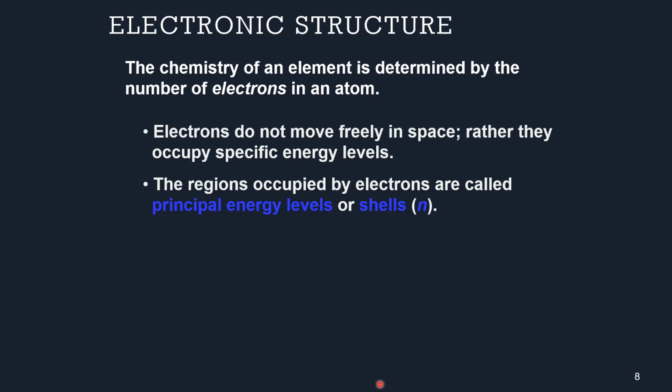The regions occupied by the electrons are called shells. They're also called principal energy levels. But we're not going to refer to them as that. We're going to call them shells.